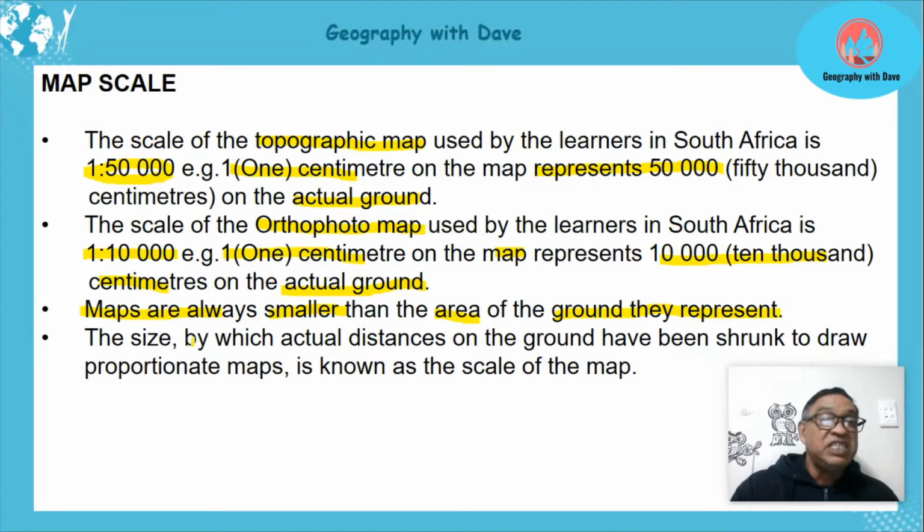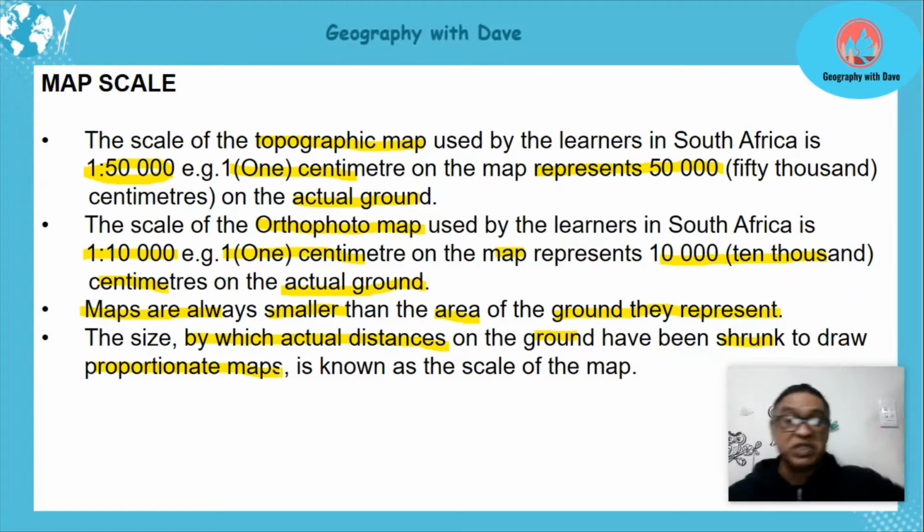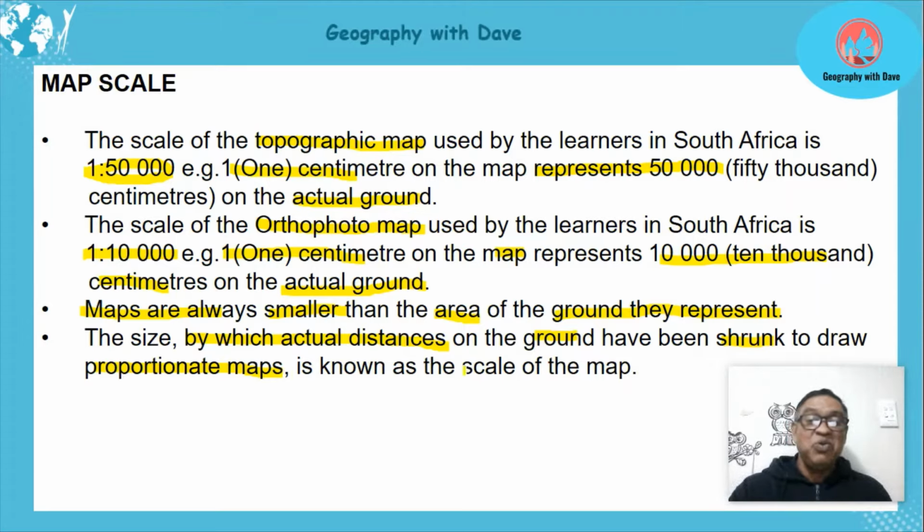The size by which the actual distance on the ground has been shrunk, to draw maps that are proportional. It's shrunk, but if you multiply it by the scale, you will get the actual size. This is known as the scale of the map.